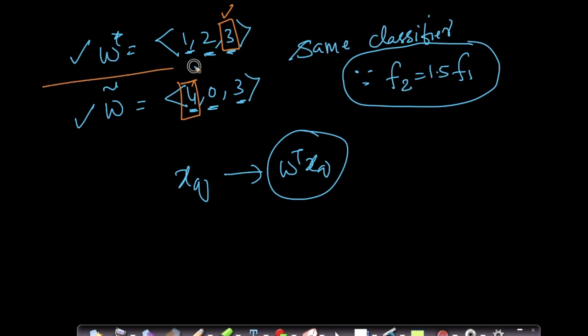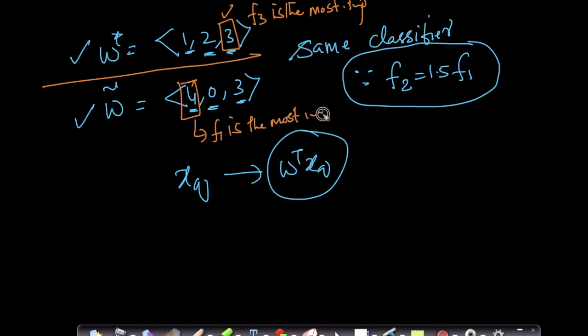If somebody gives you this weight vector W star and some other person gives you W tilde, your whole results of feature importance will change, right? In this case, you will say that feature 3 is the most important, followed by feature 2, followed by feature 1. In this case, you will say feature 1 is the most important and feature 2 is not at all important, because its value is 0.